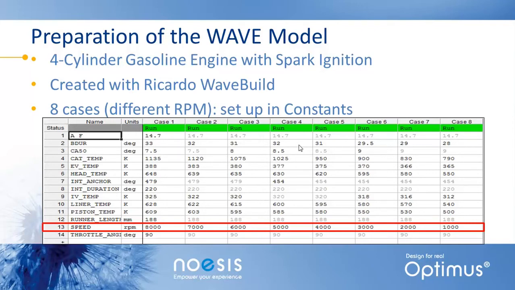And in order to make it more realistic, we are not just going to run the model for a specific operating condition or for a specific engine speed. Instead, we are going to make a sweep over the complete RPM range, going from 1000, which is engine idling, all the way up to 8000 RPM. And each of these 8 cases are set up in the case constants inside Ricardo WAVE.